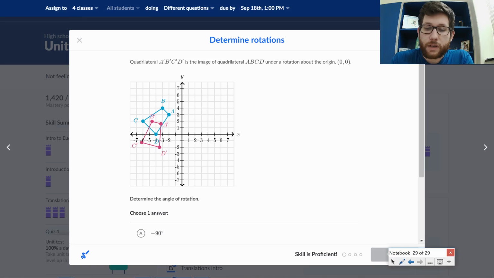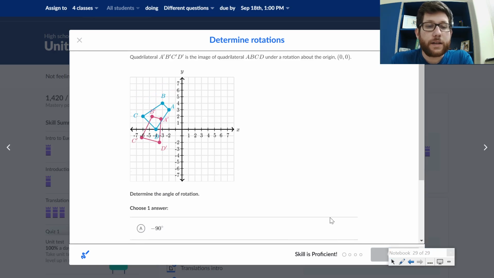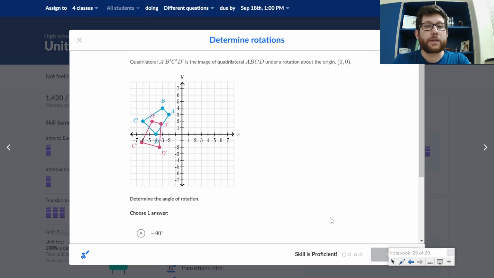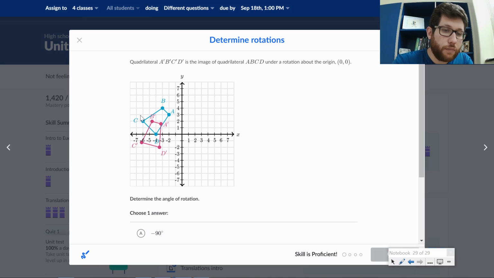Now it asks me, how is this shape being rotated? Is it positive or is it negative? So an important thing to know is that counterclockwise is positive rotation and clockwise is negative rotation. So that might be something worth writing down. Counterclockwise is positive rotation. Clockwise is negative rotation. So notice what's happening here. My shape seems to be rotating probably this way, right? So that's counterclockwise. So that's going to be a positive rotation.